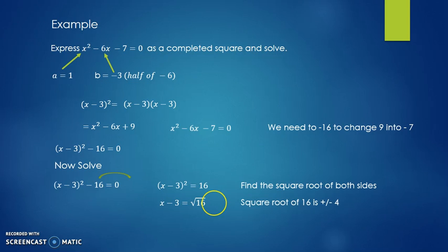So we've got two answers here. So we can say that x minus 3 equals 4 or x minus 3 equals minus 4. So if we add 3 to both sides of the equation here, x will equal 7. And if we add 3 to both sides of the equation here, x is equal to minus 1. And hence we've solved the equation. x is 7 or x is minus 1. Now pause.